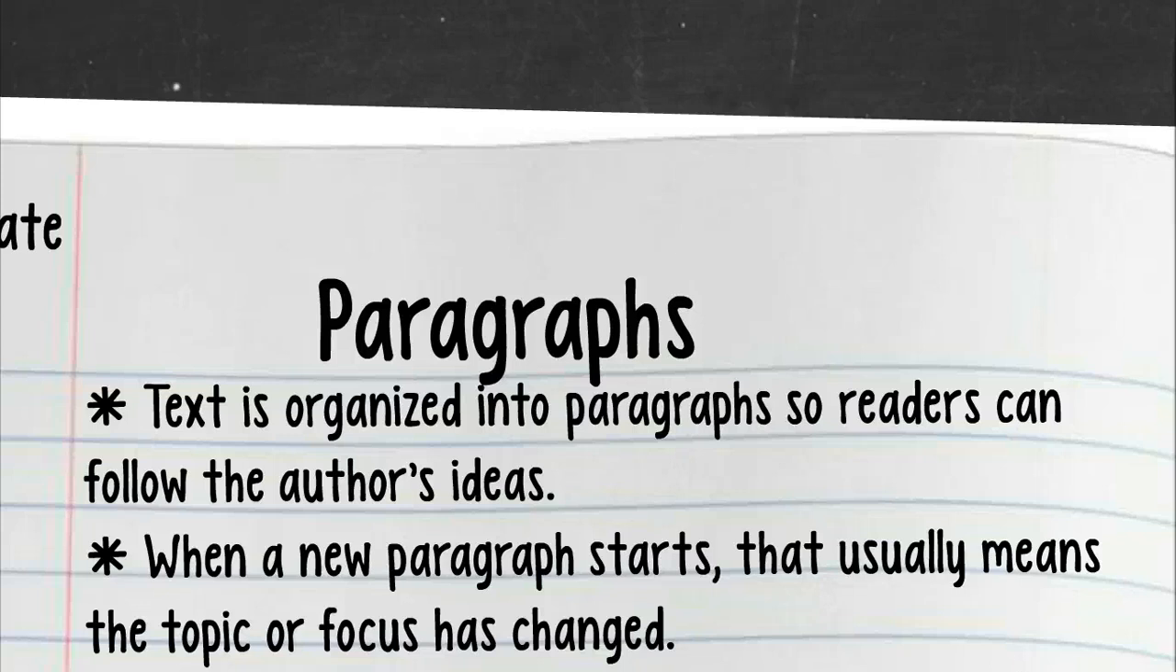So if I were talking about dogs and one paragraph was specifically about what type of dog is best for your family, then I might switch paragraphs and have the next paragraph talk about where to buy a dog, you know, the shelter or a breeder and those sorts of things. And so the paragraph would give me a visual cue that I'm still talking about dogs, but I'm going to be talking about a little bit different piece of information when it comes to dogs.